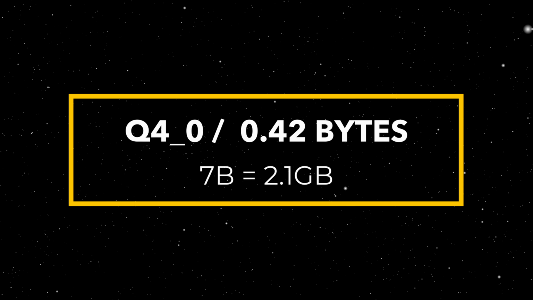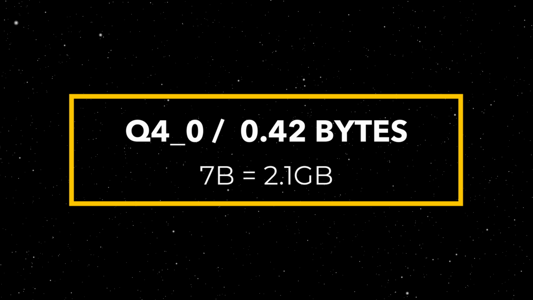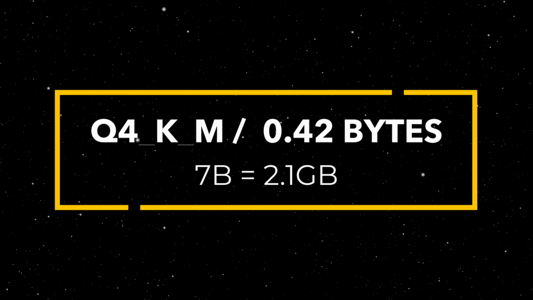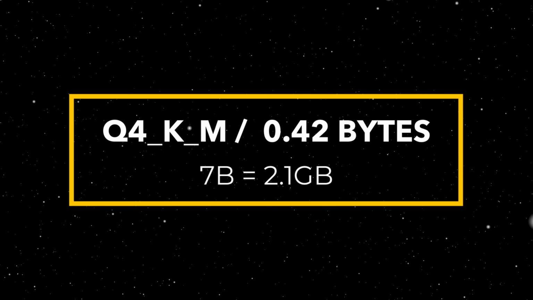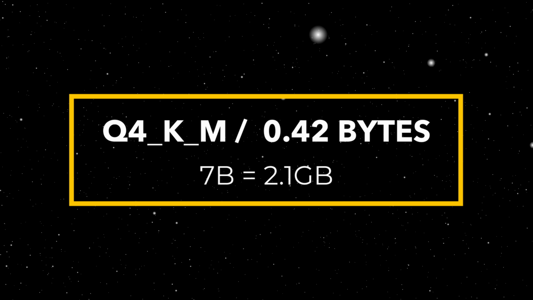Then we have Q4_0, which is 0.42 bytes per weight. This is still good quality. It's 2.1 gigabytes for the same 7 billion parameter model. Then we get to Q4_K_M, which is also 0.42 bytes, the same as Q4_0.